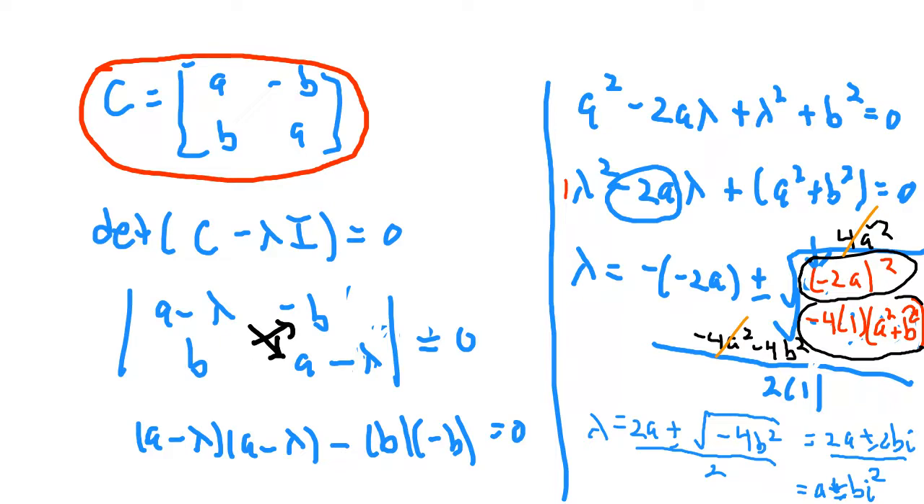So what I'm trying to do here is justify, let me just put a little 2 over here, okay. Just trying to justify what they said in example 6. They said for this matrix C that the eigenvalues are lambda equals a plus or minus bi, okay.